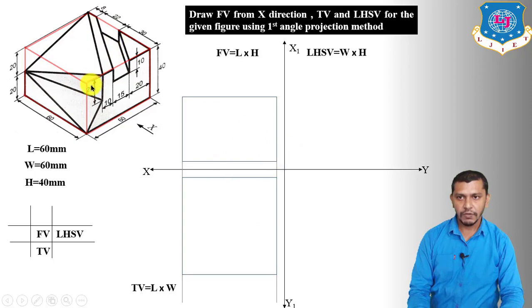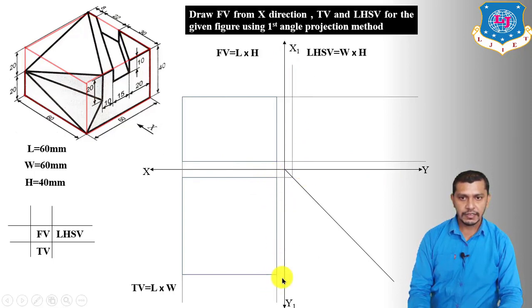Now we have to draw the left hand side view observing from this direction. The left hand side view will be a rectangle having width 60 and height 40. First of all project the height from the front view, which is 40 mm. Now we have to project the width from the top view. For that we have to draw a line inclined at an angle of 45 degrees to the XY line, from the intersection point of the XY and X1Y1 line. Now we have to project this width like this into the left hand side view, which will give us the width in the left hand side view.